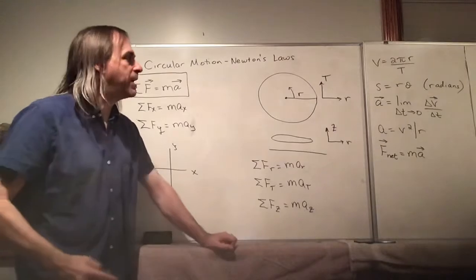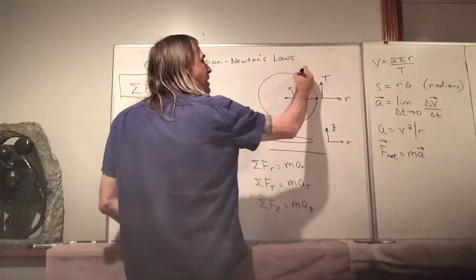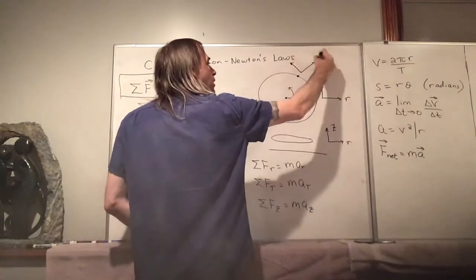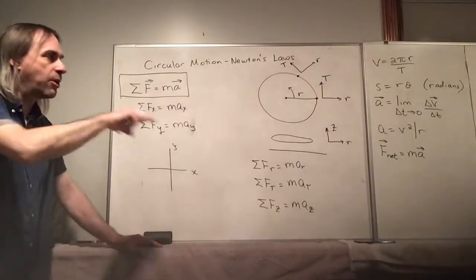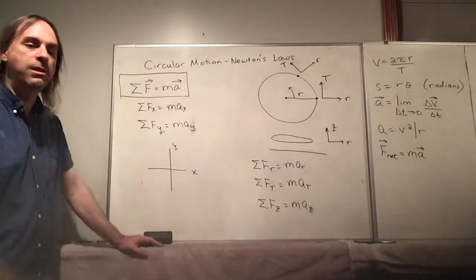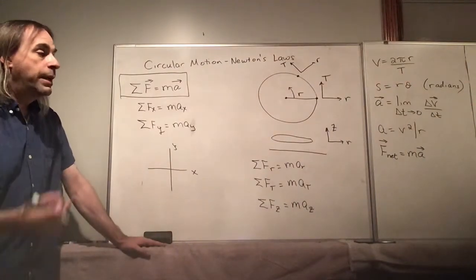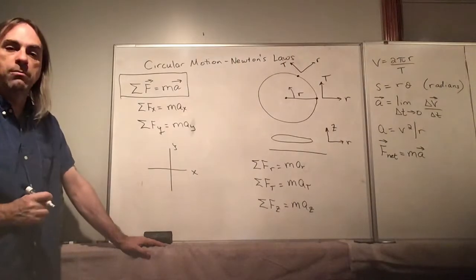We're just breaking up our vectors into components in a different way now. And it's a little different because if you look at a different point, these directions would change. So they change as we're moving around, but we always have a radial component and a tangential component.